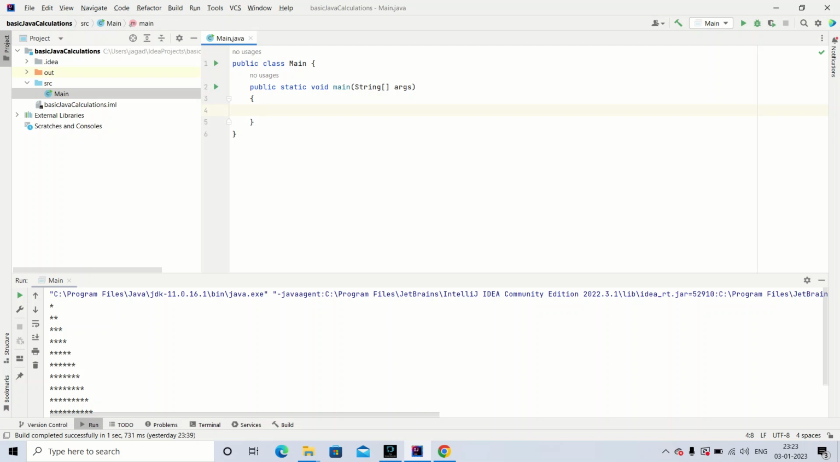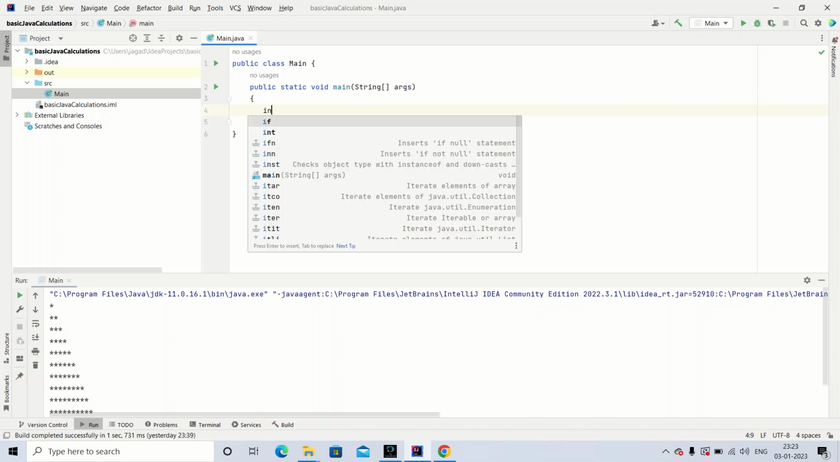Hello guys, today we will look into some of the basic programs such as addition, multiplication, subtraction. So let's start with the addition of two numbers.